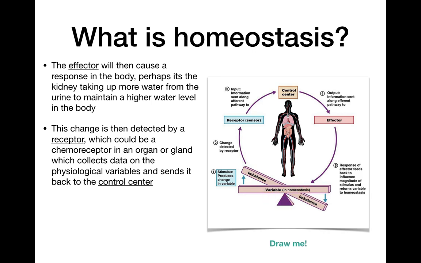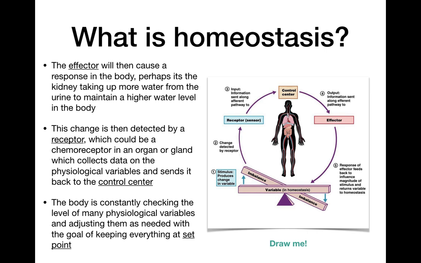That will be measured by a receptor. Your body has a ton of different kinds of receptors, and an example would be a chemoreceptor on a specific organ that would detect the levels of some sort of variable. Your body will then send that information back to the control center. So the control center will then say, okay, am I close to set point? Am I at set point? If I'm at set point, I don't have to send any more signals. I'm good to go. Just keep checking to make sure I'm at set point or not.